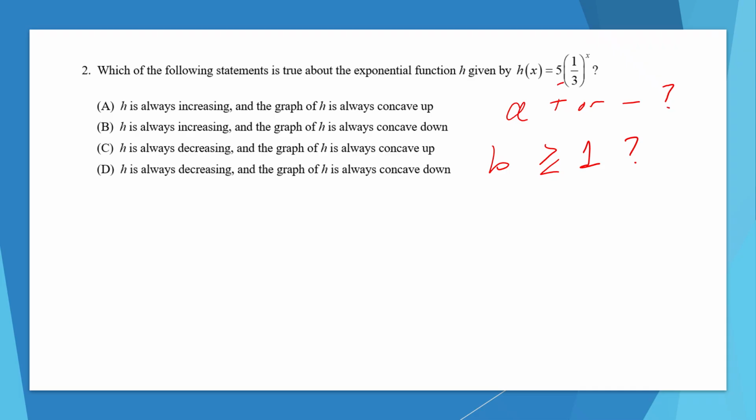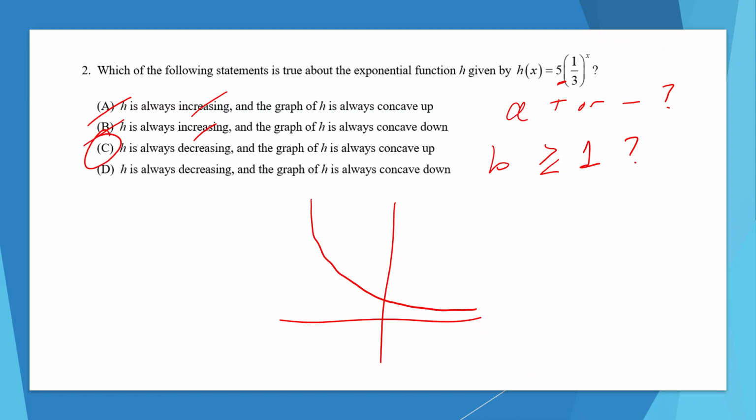Here A is positive, so no vertical reflection. That's kind of nice. And then B is less than 1, which means we are going to be having exponential decay. So it should look like this. We can then automatically say it is not increasing. So it's going to be decreasing, and then this is concave up. So C should be our correct answer for number 2.